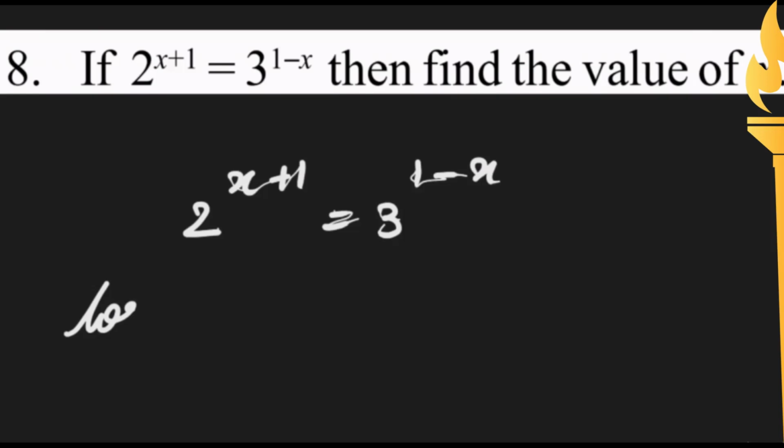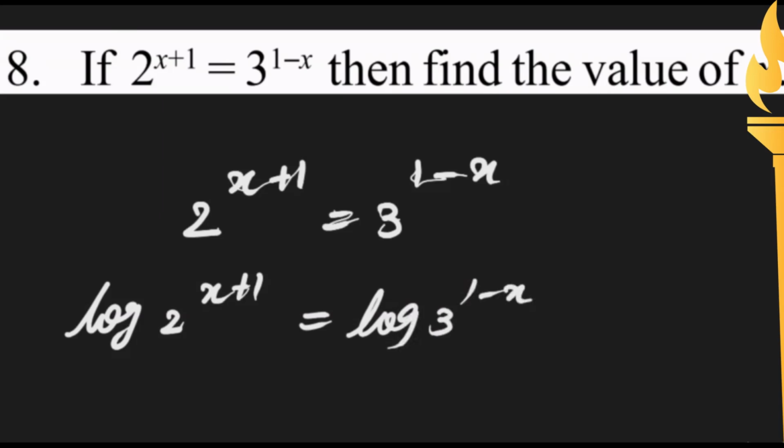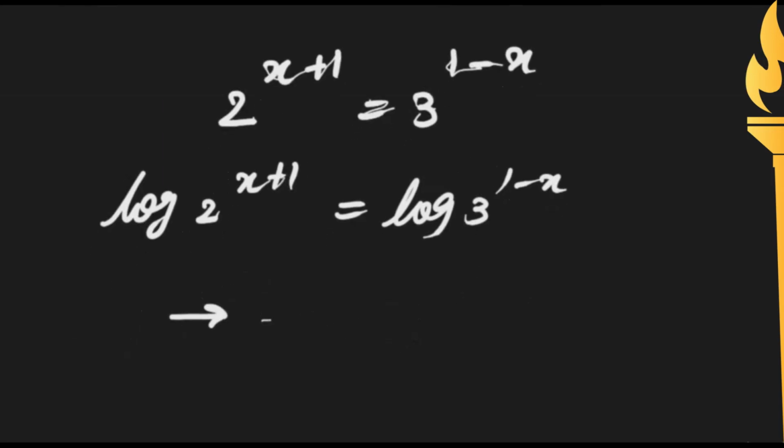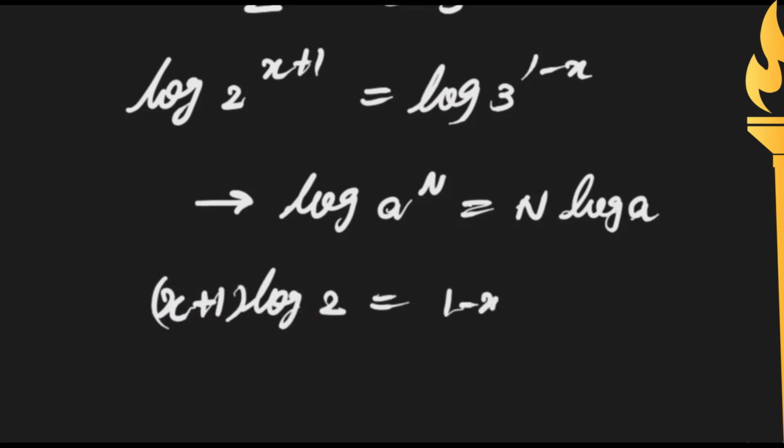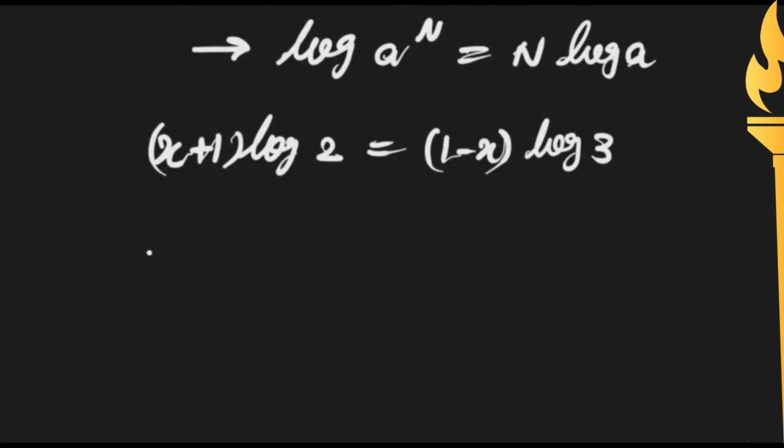If we apply log, you would get log 2 power x plus 1 is equal to log 3 power 1 minus x. And we have a property of logarithms which says log a power n is equal to n log a. Therefore, this will be x plus 1 into log 2 is equal to 1 minus x into log 3. If we apply distributive property here, we would get x log 2 plus log 2 is equal to log 3 minus x log 3.